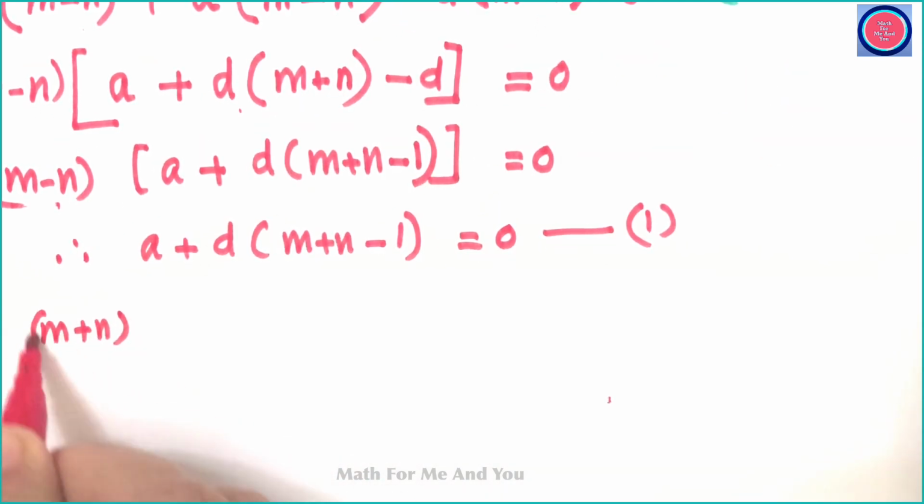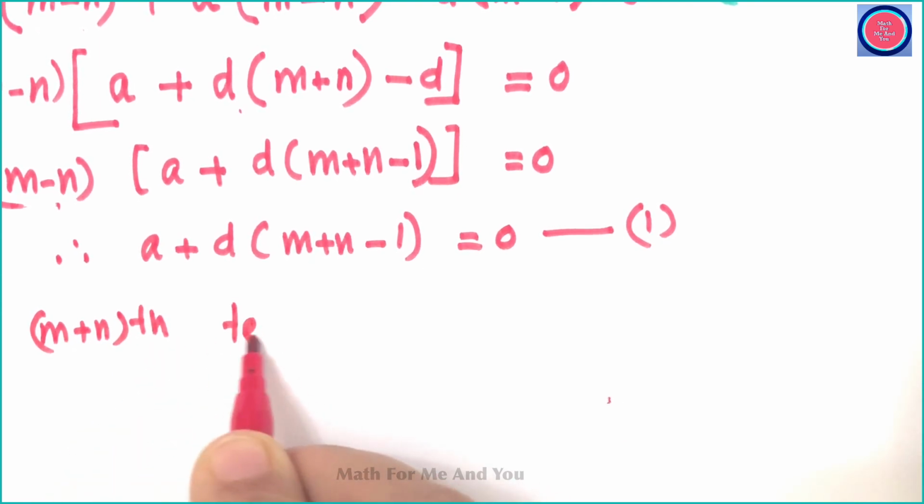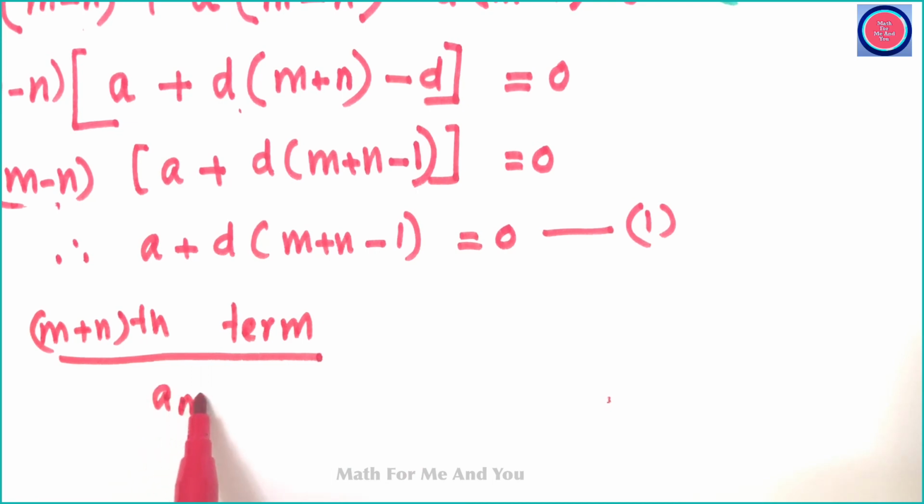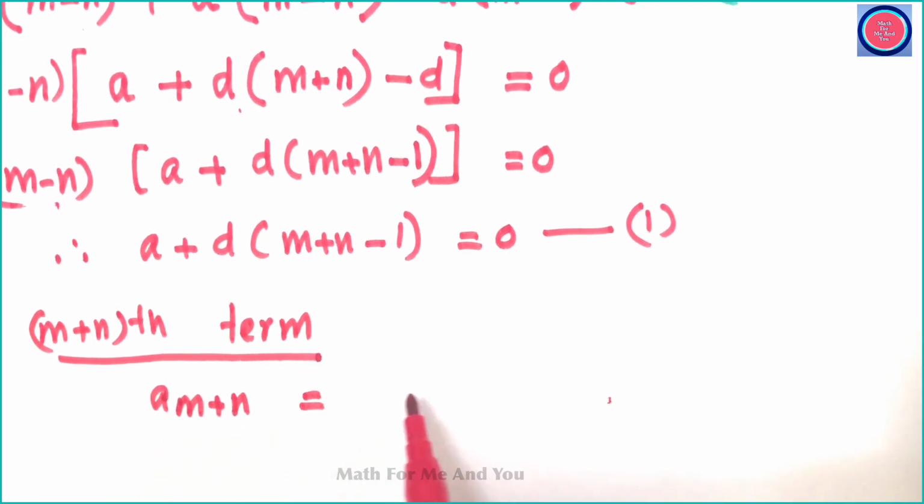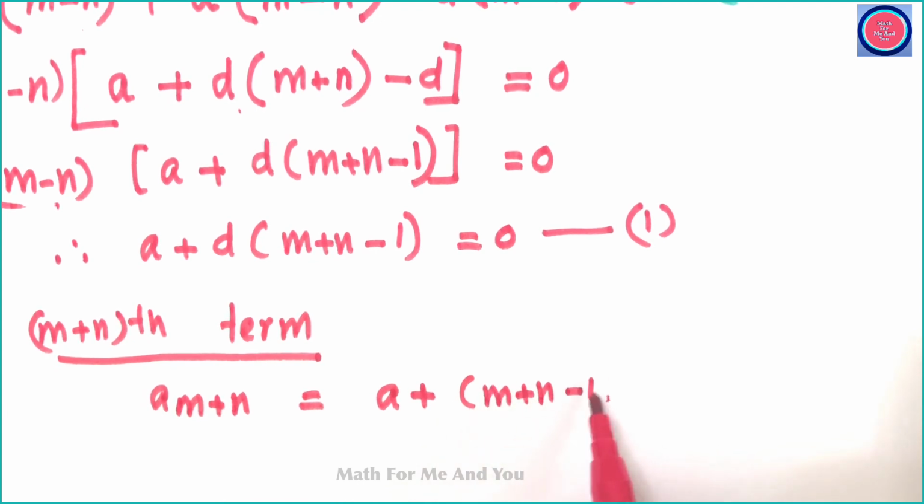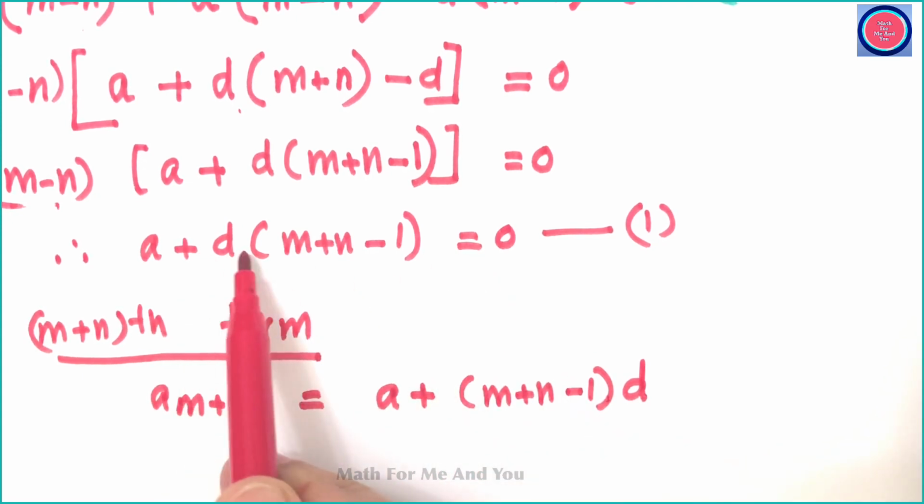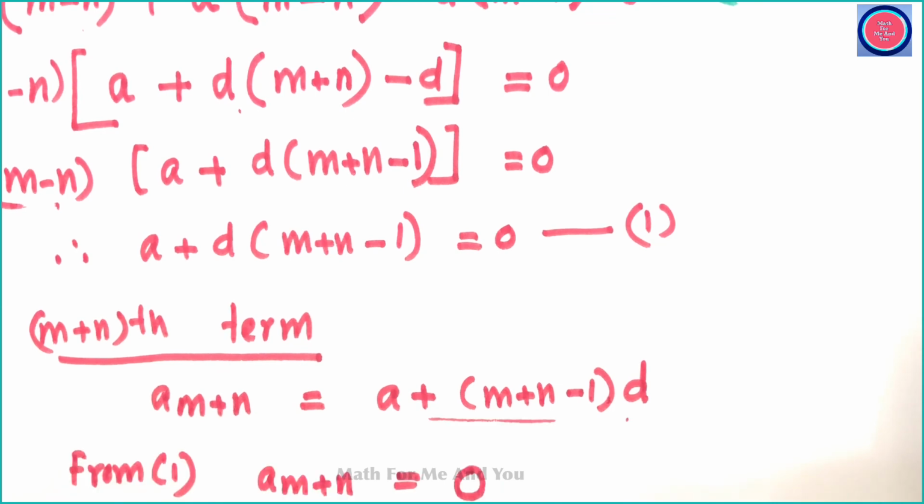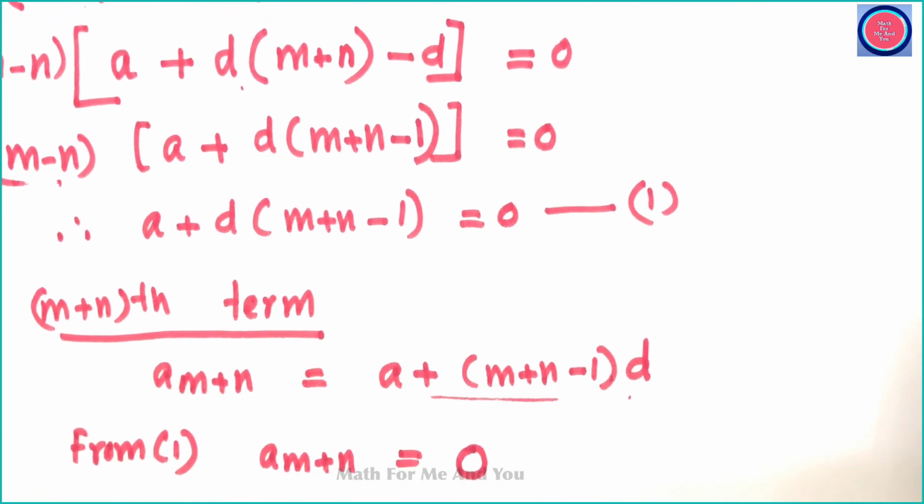What we have to prove is m plus nth term is equal to 0. So we are going to write what is m plus nth term. a m plus n, that means a plus (m plus n minus 1) times d. Whatever the number, minus 1 then times d. Here m plus n minus 1 times d. And look at equation number 1. We can see from equation number 1 this is equal to 0. Hence we get the result, the m plus nth term a m plus n is equal to 0.